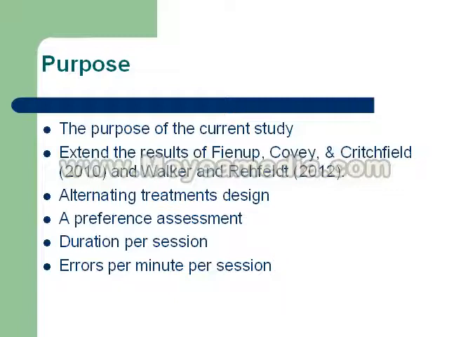An alternating treatments design was used to simulate natural learning environments in which classroom instruction typically alternates by day rather than being continuous. A preference assessment allowed for a direct comparison of duration per session for each protocol, as participants were able to determine the length of each session. Errors per minute per session was also added as an additional measure of preference.